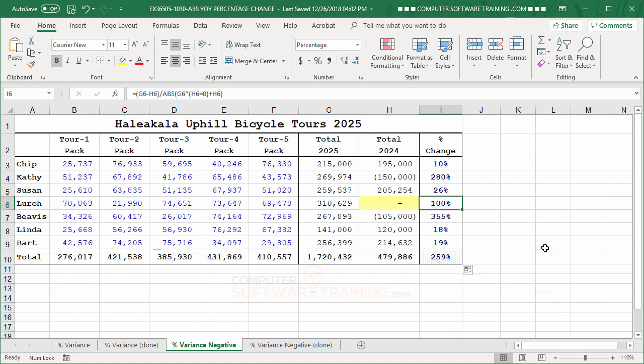Okay. So hopefully this helps you. Hopefully, if you've run into problems in the past doing calculations like this, now you know how to tweak them to make them come out better.